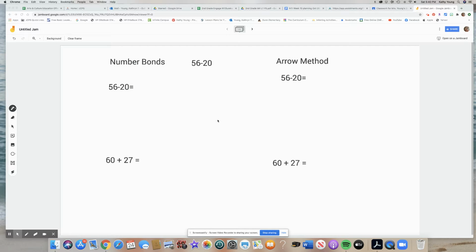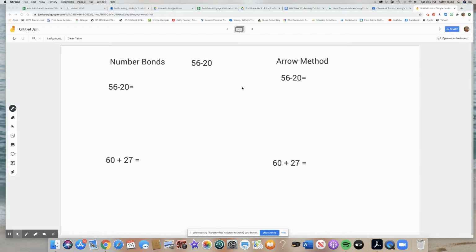We are getting ready to start on Module 4, Lesson 2, and we are going to be adding and subtracting some bigger numbers than we have in the last couple of days. So, hope your brain's ready. Hope you got a great night's sleep and are ready to go. We are going to be focusing on two different methods of adding and subtracting today. We're going to be doing the number bond method and the arrow method. And although those are not the only two methods we can use, those are the two we're going to focus on today.